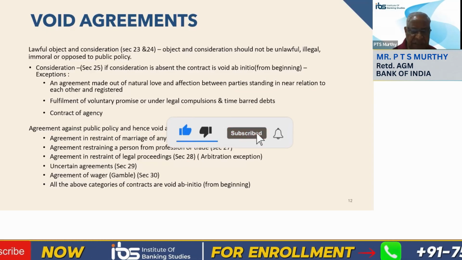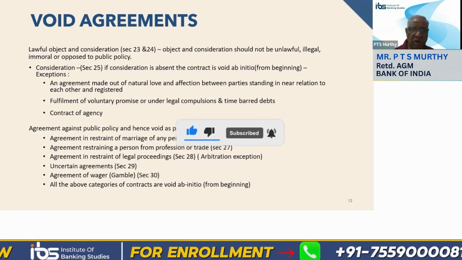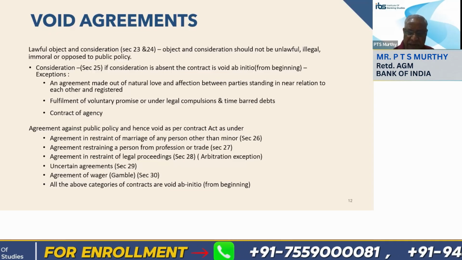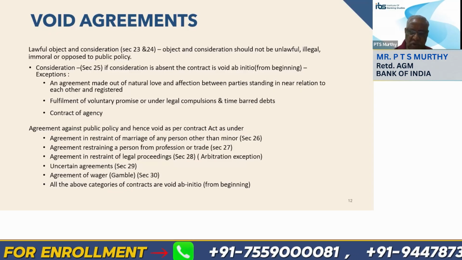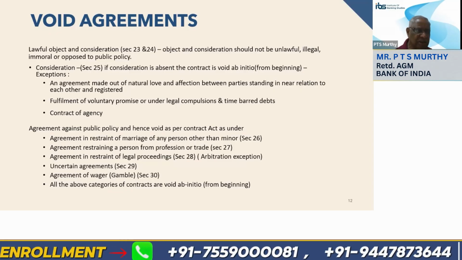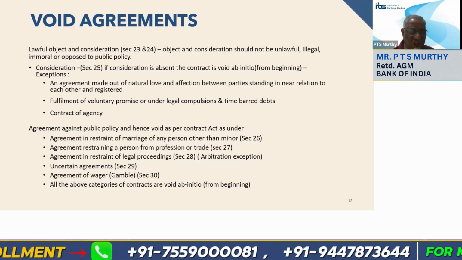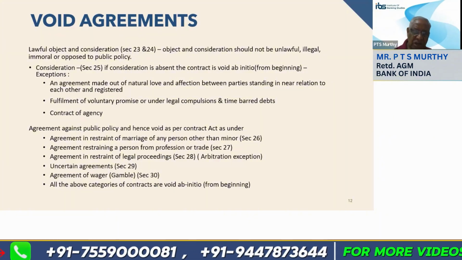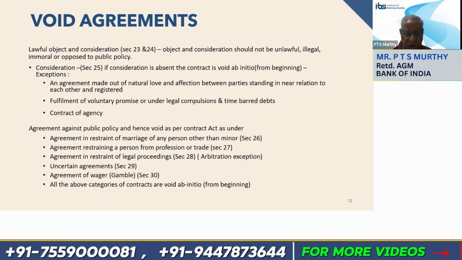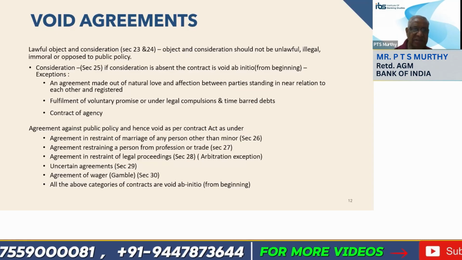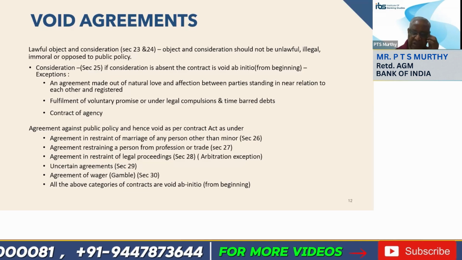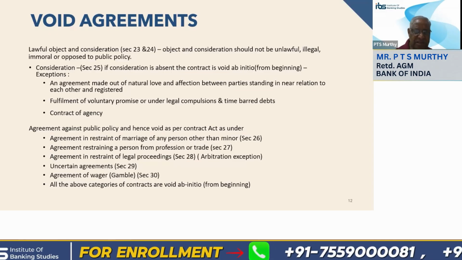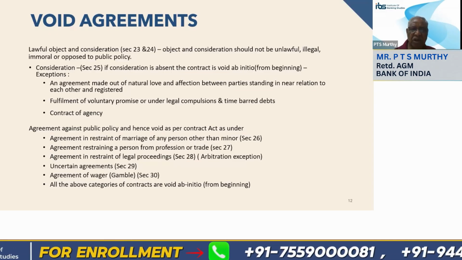Secondly, fulfillment of a voluntary promise, and time-barred debts. We discussed time-barred debts in the limitation period. Whenever the borrower executes a fresh set of documents or enters into a fresh agreement for a debt which is already time-barred, there is no consideration there, because the bank is not giving any fresh loan. Even so, it is treated as a valid agreement and valid contract. A contract of agency does not require any consideration. What is agency? We'll discuss that in the special contracts. So it's not necessary that consideration is mandatory in all contracts.